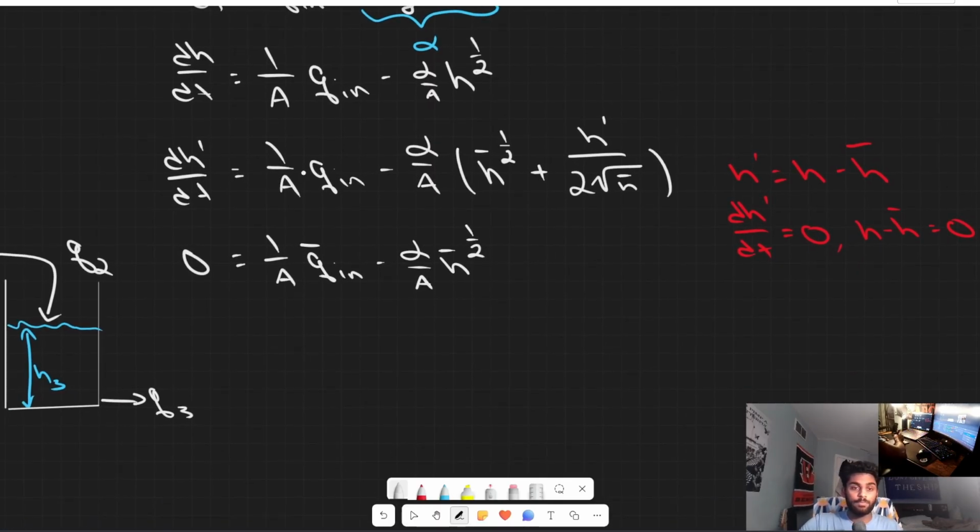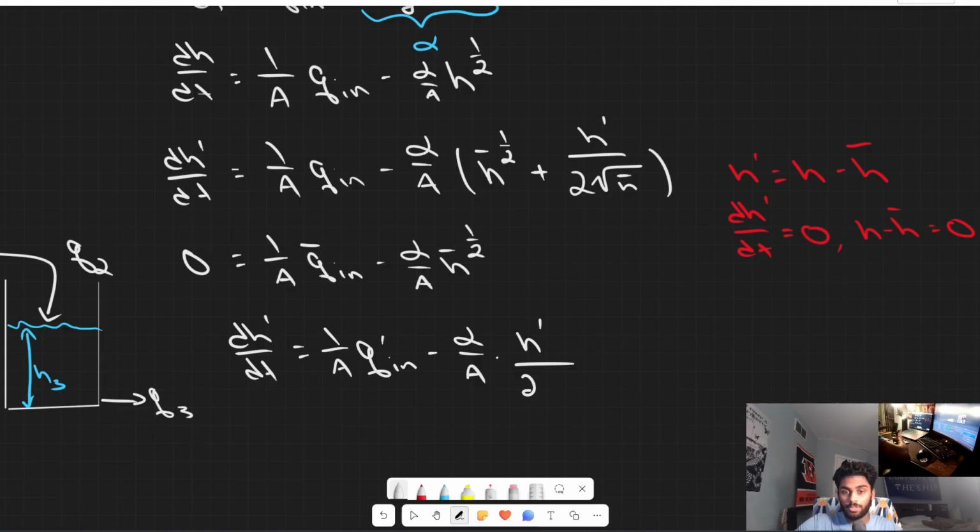If we were to do that, we have some q at time t, and then we also have the q at the steady state. So this becomes a q prime of sorts. So I'll say dh prime dt equals 1 over a times q in prime minus alpha over a times h prime over 2 root h bar. So this is now the deviation for a time-dependent variable.